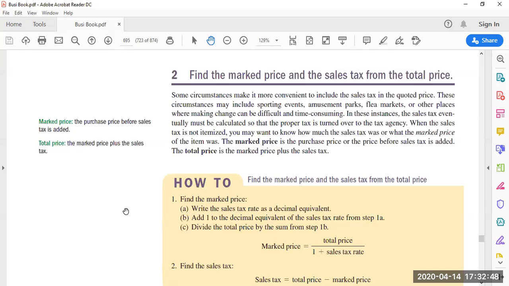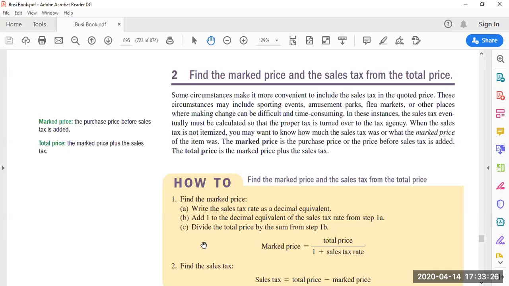The total price then would be the marked price plus the amount of tax that you must pay on that price. So your total price is combined of those two prices, marked price and sales tax. So how then do we find the marked price if we know the sales tax rate and the total price? The total price that you paid at the cash register, which included the sales tax and the marked price, okay? So here you go.